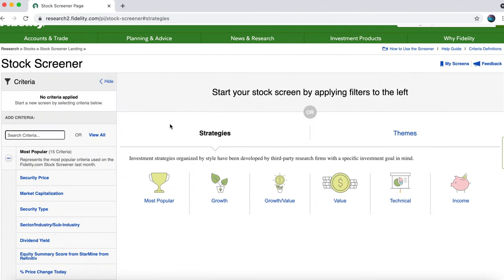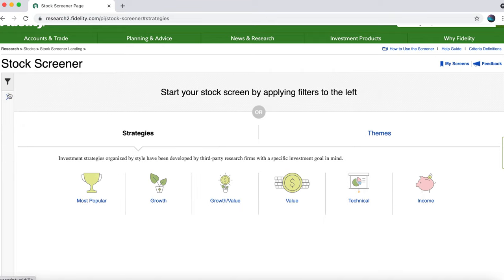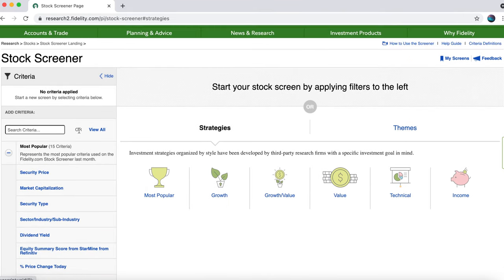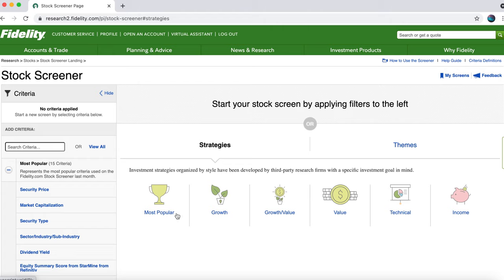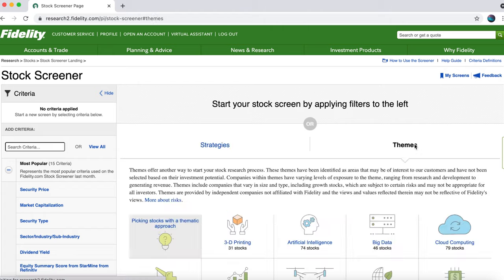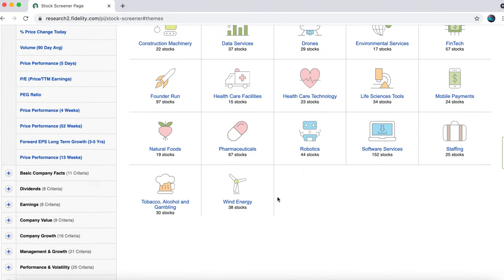So stock screeners are a very important tool for stock trading, especially when you're looking for different types of investments, whether it's stocks, ETFs, or mutual funds. So to the left here, you have your criteria filter, which is the main filter you're probably going to use. Over here to the right, you have some shortcuts, most popular, growth, growth value, technical, income, etc. Or you can go by themes. We'll check some of these out a little later.